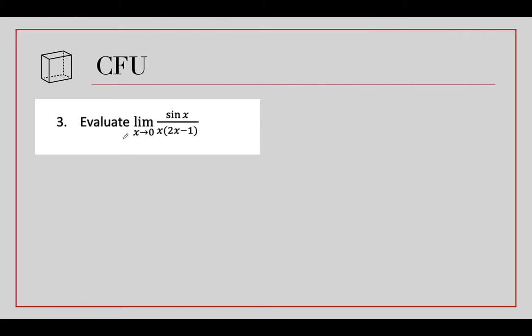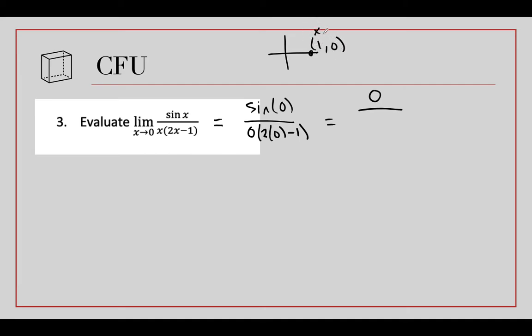Looking at number 3, it says evaluate the limit as x approaches 0 of sine of x over x times 2x minus 1. Okay, so the first thing, we can't assume that it's automatically going to be indeterminate, so let's plug in. So sine at 0 pi over 0 times 2 times 0 minus 1. I know sine at 0 is 0. It's my y value here. I've got 1, 0. Sine is my y, cosine is my x. And then 0 times anything is going to be 0.